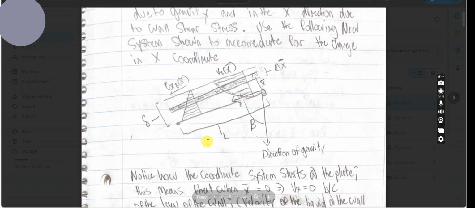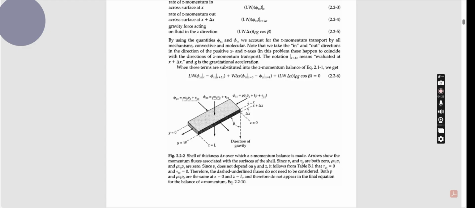Okay, so the other face, which is in the z direction, would be like this face here. So going back to that drawing again, that face would be this face here. So that's W times the delta x, because this plate thickness is delta x. So you would integrate over this face.